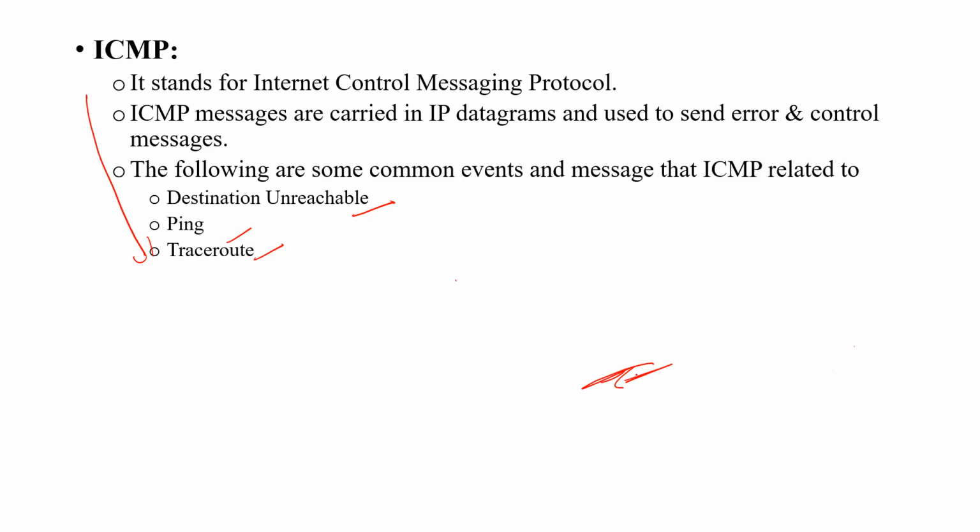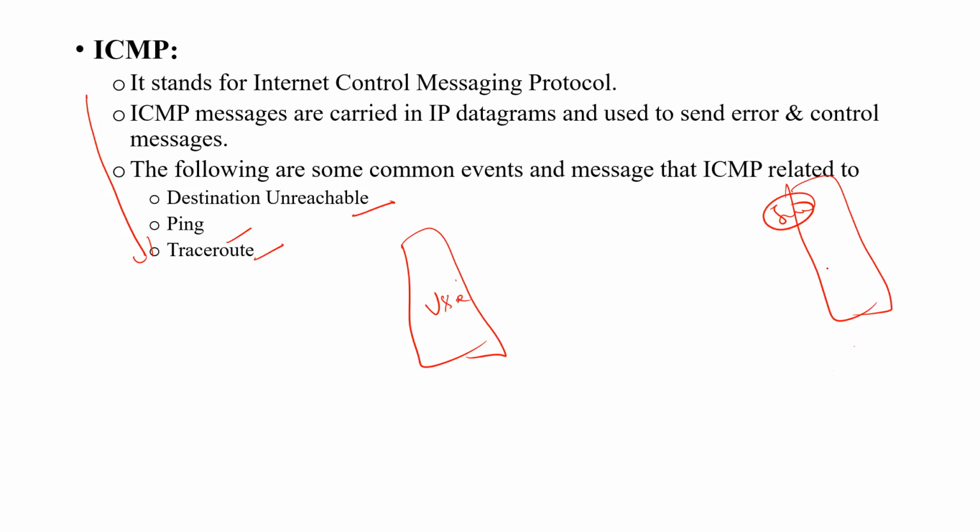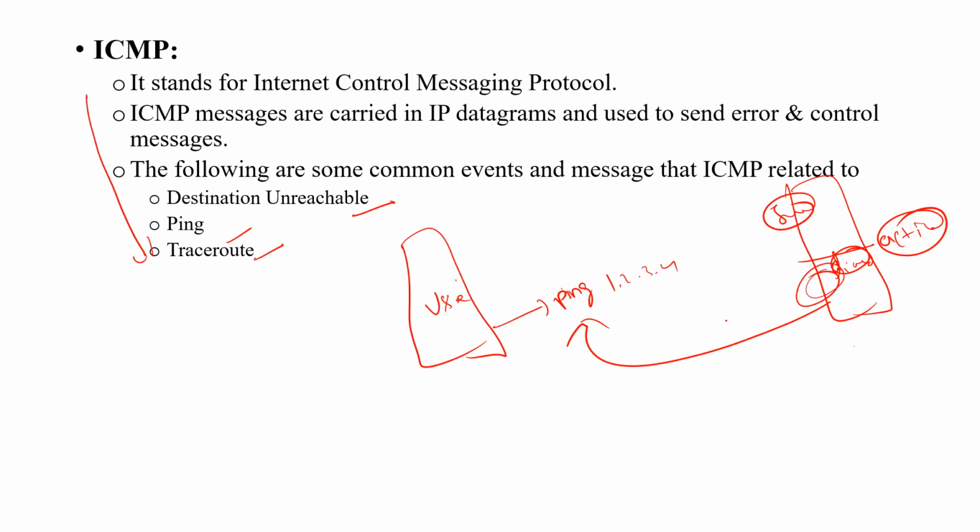Suppose you are sitting at one location, and in a different location you have some server. So this is the user and this is the server. If you want to check whether the server is live, meaning the server is on, you can ping the server IP address 1.2.3.4, and it will send a response to you saying that I'm alive. Let me show you how that looks. That is about ping.